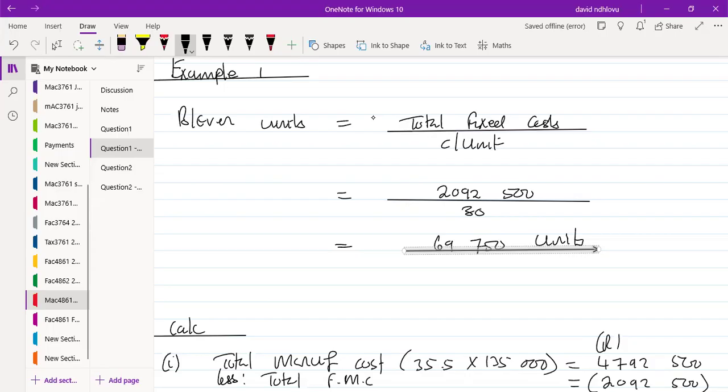And the further away from the 69,750 that you actually produce over and above it, the higher the amount of profit that you can make. So that's your break-even calculation. Any questions, good people?